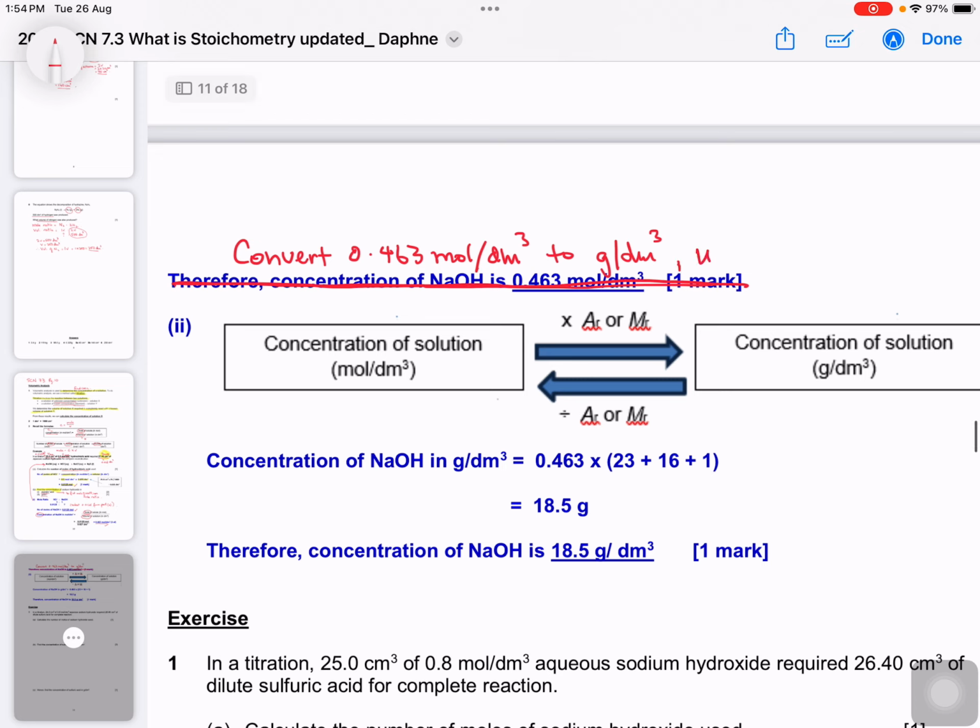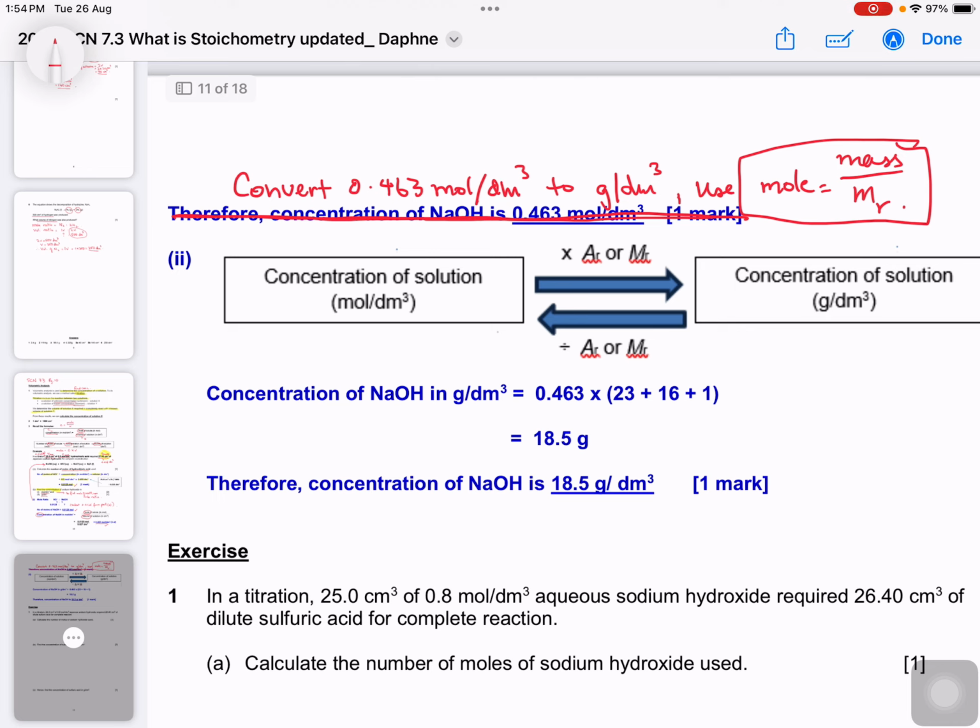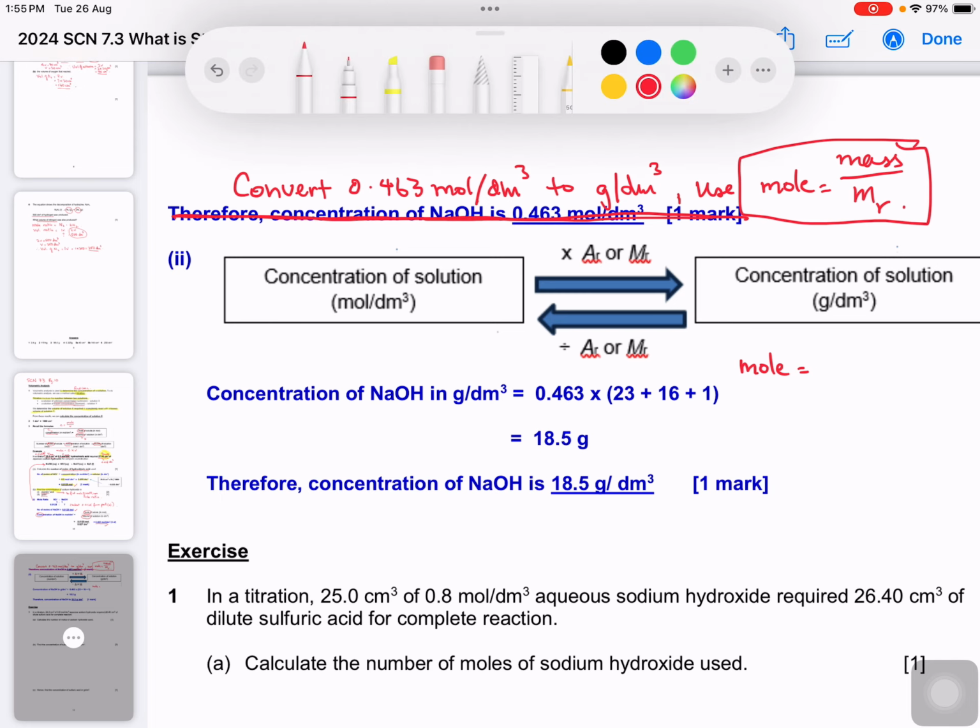We have to use the formula mole equals to mass over Mr. Okay, this is the formula we have to use. So, mole is equals to mass. Oh wait, we want mass, sorry, all right, we want gram per dm cube. We want gram per dm cube, so we want mass. So we have to rearrange this formula. That means that mass will be equals to mole times Mr. Okay, mass is equals to mole times Mr.